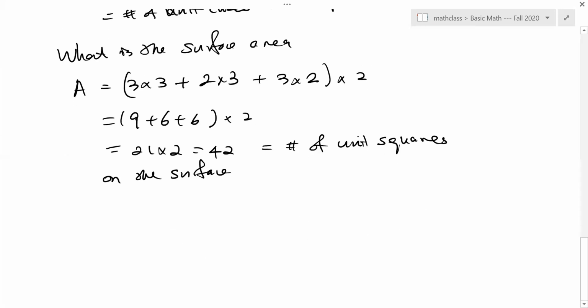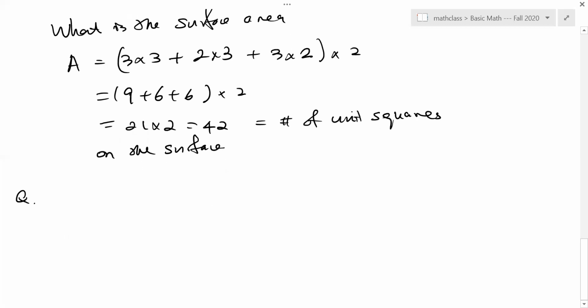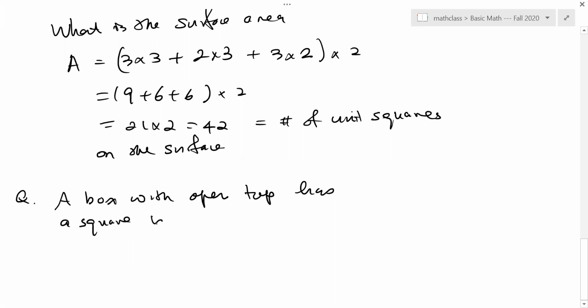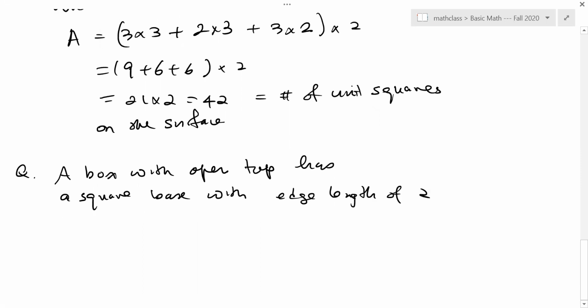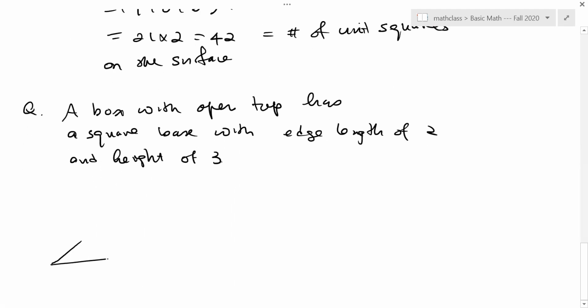All right, now let's take a look at the next problem. A box with an open top has a square base with edge length of 2 and height of 3. So we have a box, the top is open, with a square base of edge length 2 and height of 3 units. So you draw the square base.